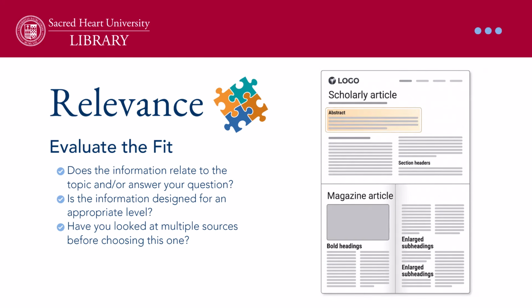Next is R for relevance. Just because a source is credible doesn't mean it's the right fit for your specific paper. You want to make sure it directly connects to what you're trying to talk about. Also, consider the depth. Do you need a quick overview or a deep, detailed analysis? Save time by reading the abstract or summary paragraph at the beginning of a scholarly article. For news or magazine articles, scan the bold section headings to see if the main ideas align with your topic before you read the whole thing.